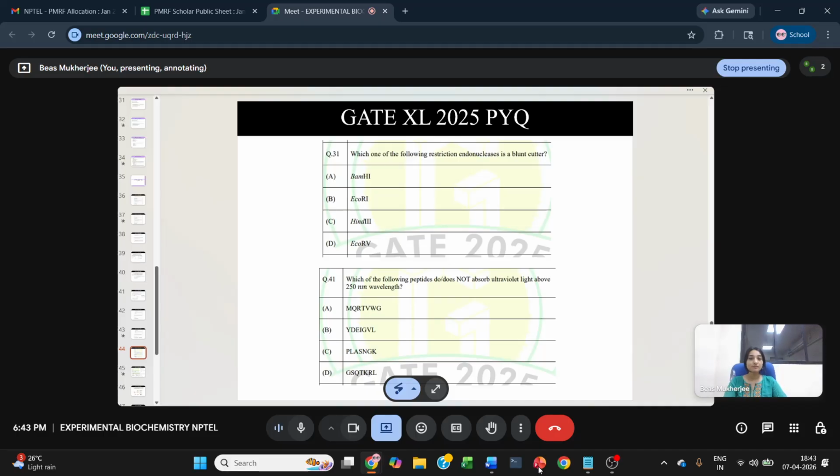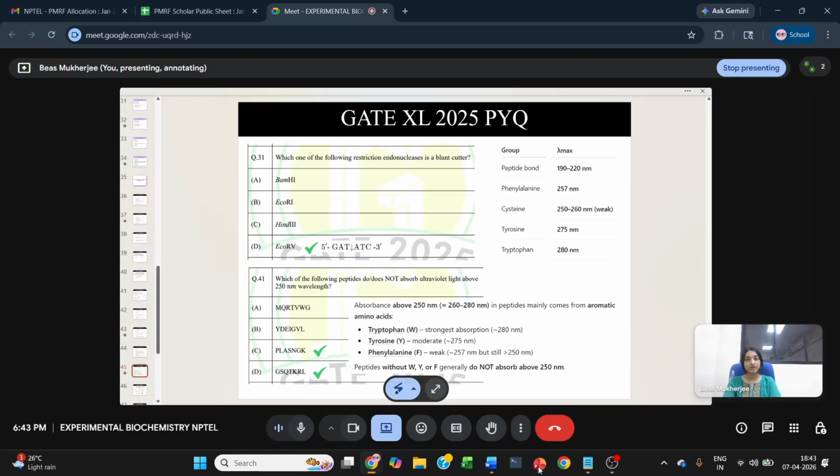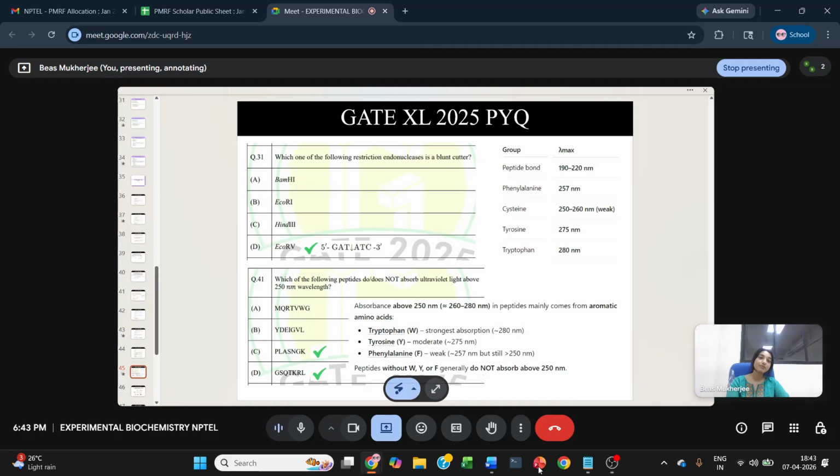Okay. The next one is, which one of the following peptides do or does not absorb ultraviolet light above 250 nanometer wavelength? So all the different peptides are given. Let's look at them. Okay, so the right answer is that peptide bond absorbs at 190 to 220 nanometer. Phenylalanine absorbs at 257 nanometer. Cysteine is 250 to 260 nanometer. Tyrosine is 275 nanometer. Tryptophan is 280 nanometer.